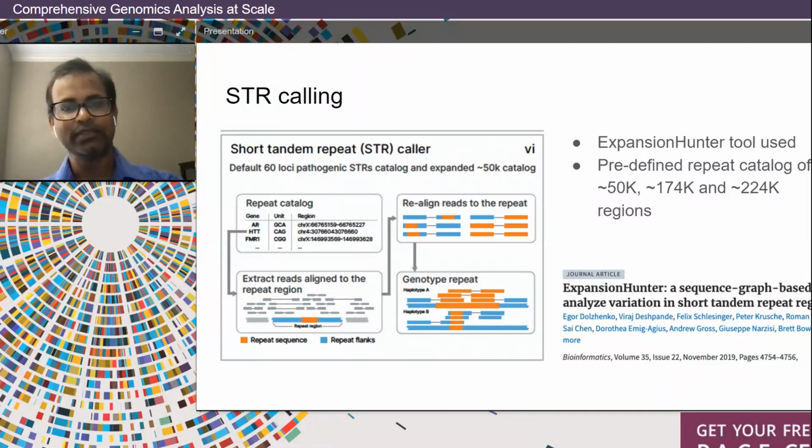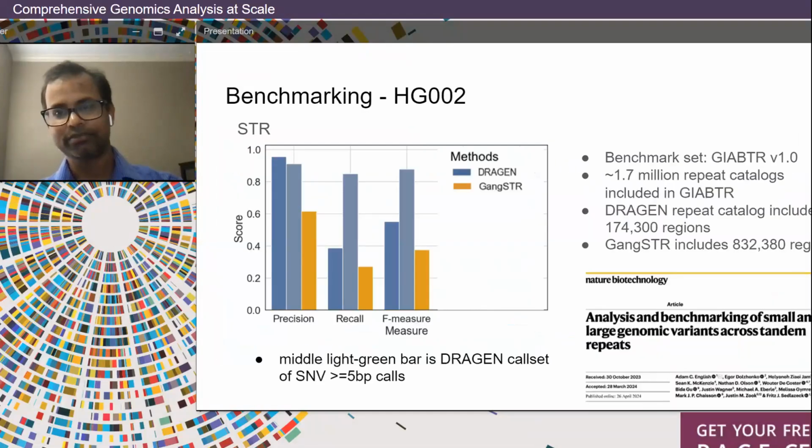That is basically collected from the literature, and you can see there is a gene, the repeat units, and the regions where these repeats can occur. So DRAGEN uses this repeat catalog to align the reads to these regions, then reports the STRs. And for this analysis, we used this 174K region repeat catalog.